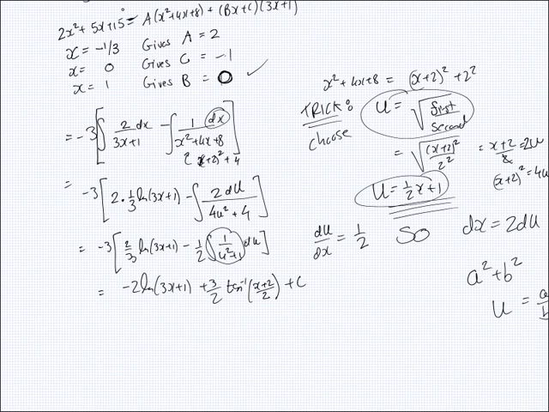And here, this is the trick. We said u equals x plus 2 over 2. That's how we went from here to here.